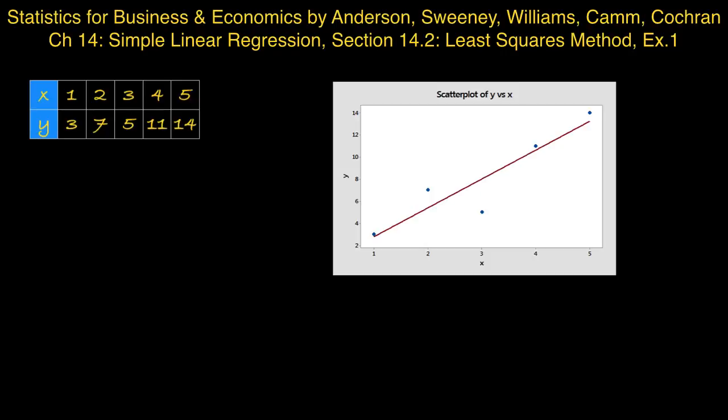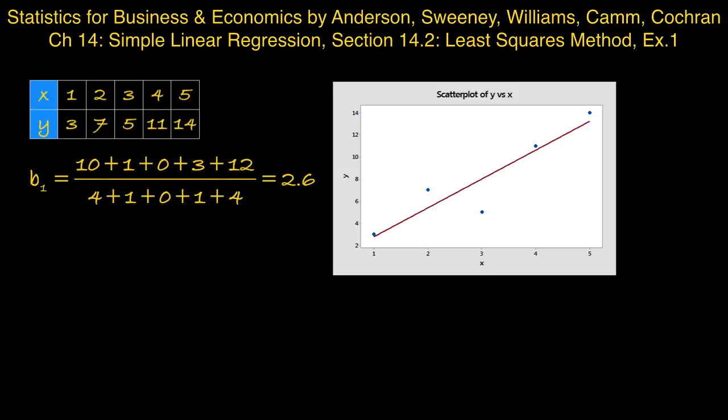Develop the estimated regression equation by computing the values of b0 and b1 using the equations in the textbook. So first, it's easier to calculate b1, and for that we need to know the mean of x, which is 3, and the mean of y, which is 8, and then using those values in the formula together with the data values, we end up with b1 equals 2.6, and then b0, if we plug in those values into the formula in the textbook, we come up with 0.2 for b0.